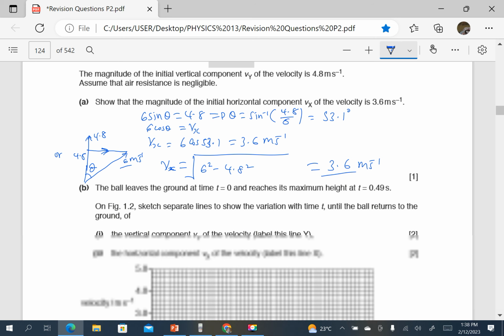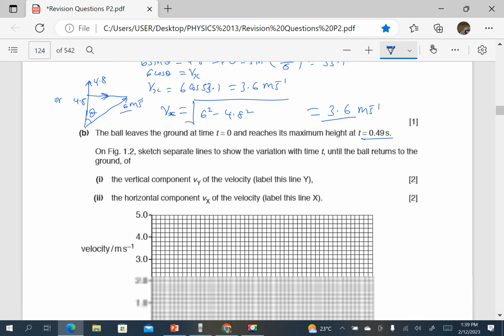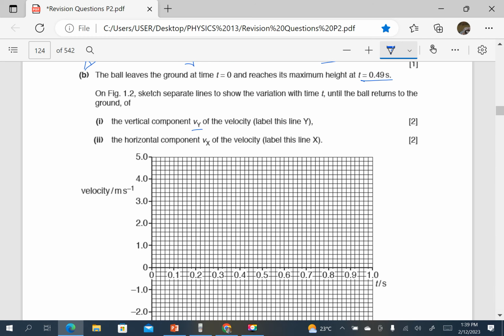The ball leaves the ground at time t equals to 0 and reaches its maximum height at 0.49 seconds. On the figure, sketch separate lines to show the variation with the time t until the ball returns to the ground of the vertical component Vy. Label this line y. It reaches maximum height at 0.49. Remember, at maximum height, velocity becomes 0. So we look for 0.49 where velocity will be 0 on the vertical.